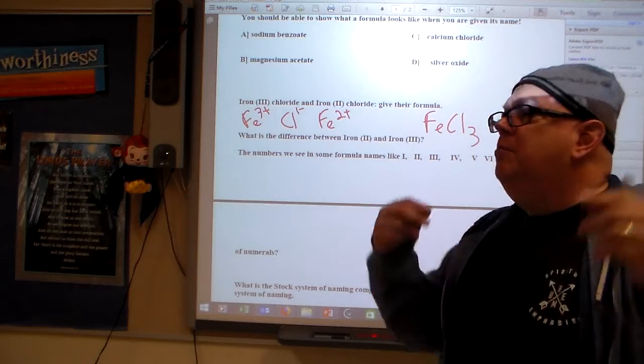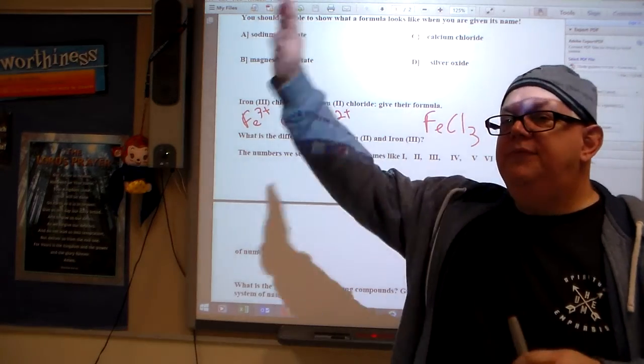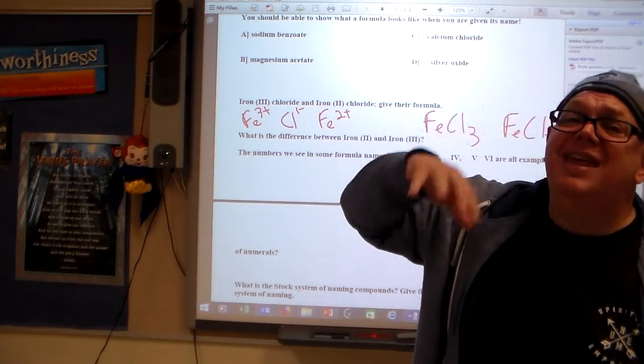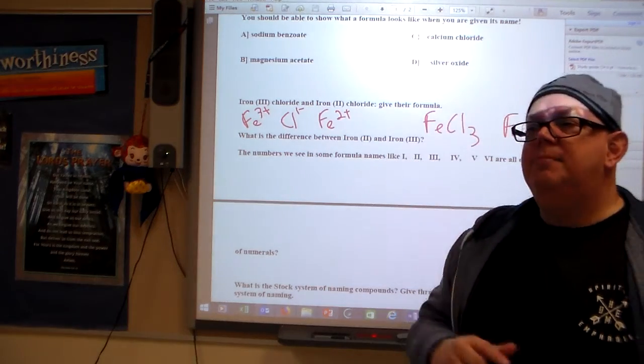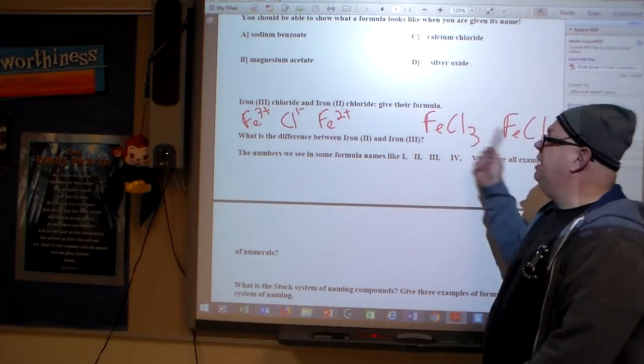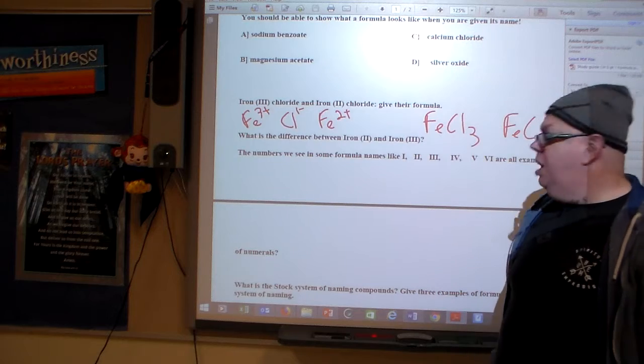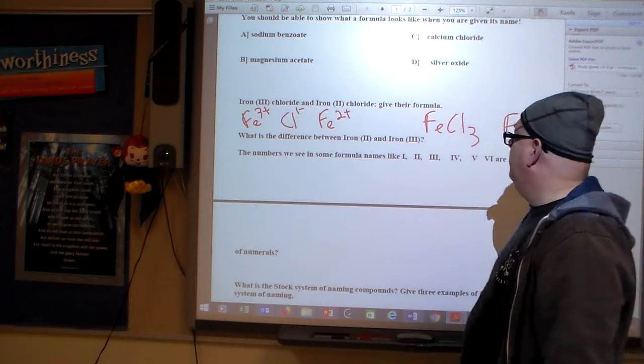They're like brother and sister. Same family, but they're not the same individual. That's the best way to do it. They're siblings. Whether they get along or not, we don't care. That's not what we're worried about here.